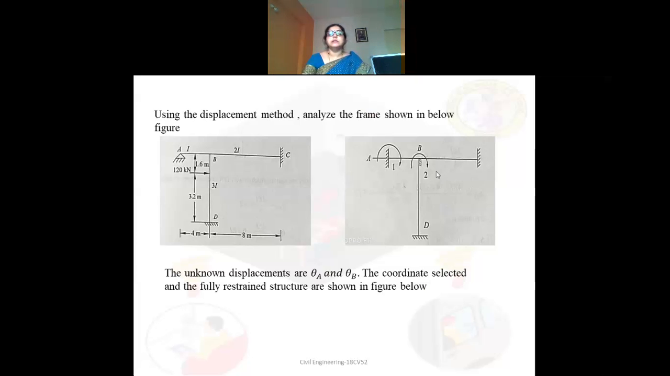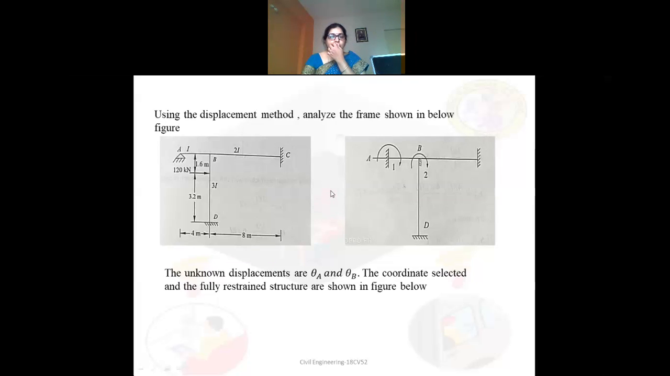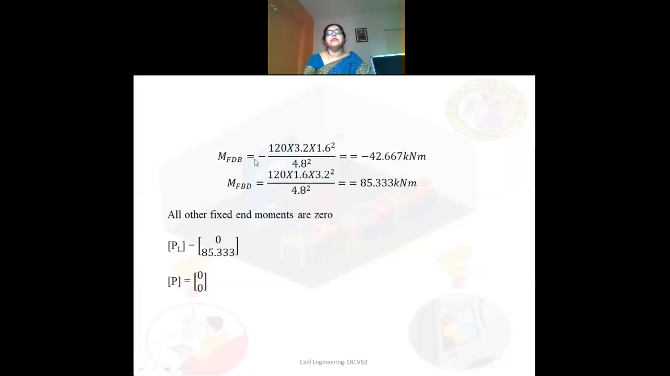The coordinates selected and the fully restrained structure are also shown. It is fully restrained now. You can see that it is a fully restrained structure. So what is it that we need to calculate? We do not have any load on member AB or BC. We have load only on the vertical member BD. So we need to calculate MFDB and MFBD.